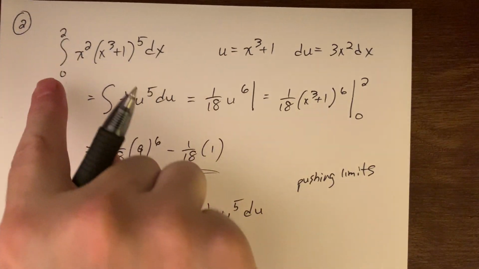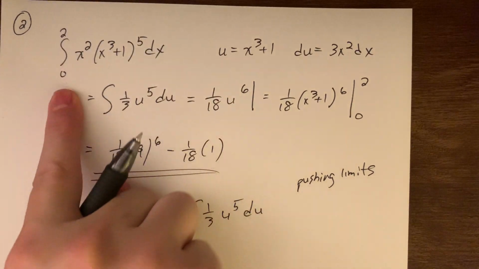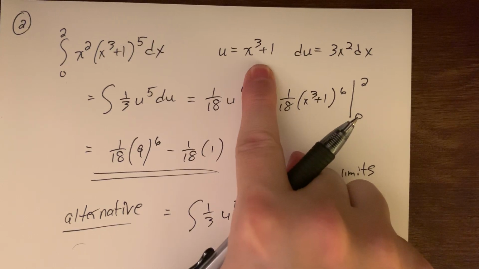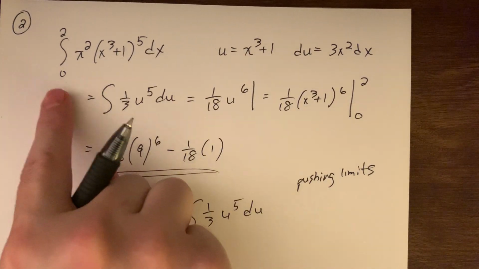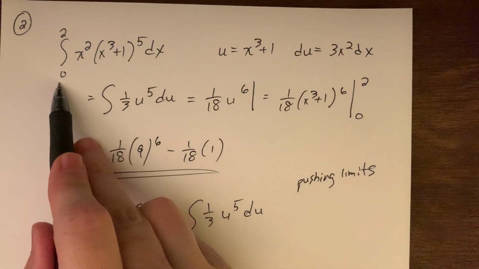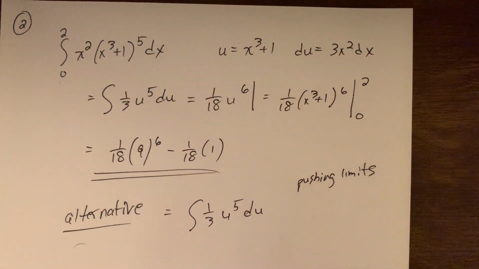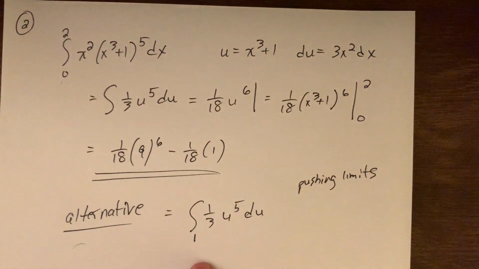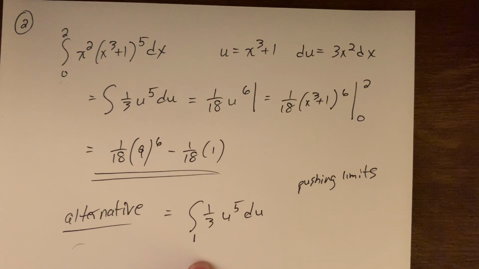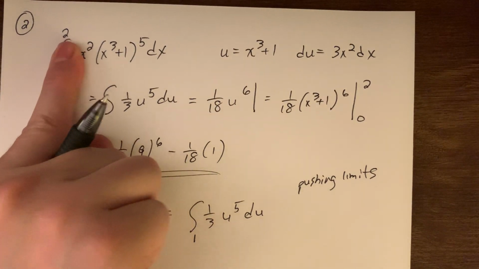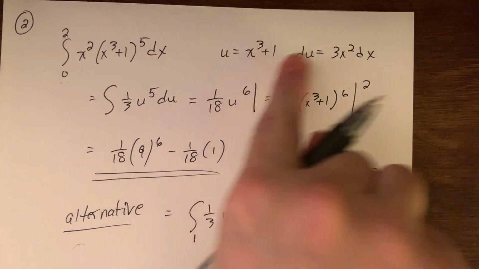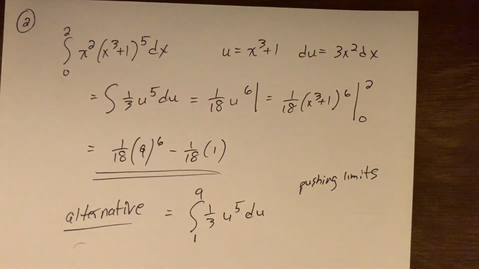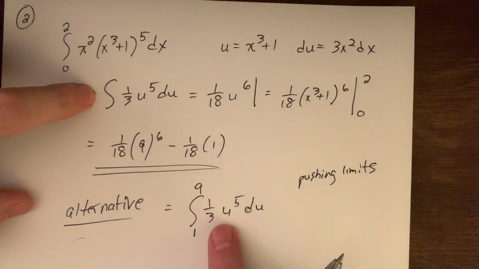That these limits are in terms of x. Well, take those as x values, use the equation that converts x's into u's, and get new values. So if x is 0, 0 cubed plus 1 is 1. My new u value that corresponds with x is 0 is u is 1. And then do the same thing for the top. When x is 2, 2 cubed is 8, 8 plus 1 is 9, so when x is 2, u equals 9. I've completely transformed the integral.